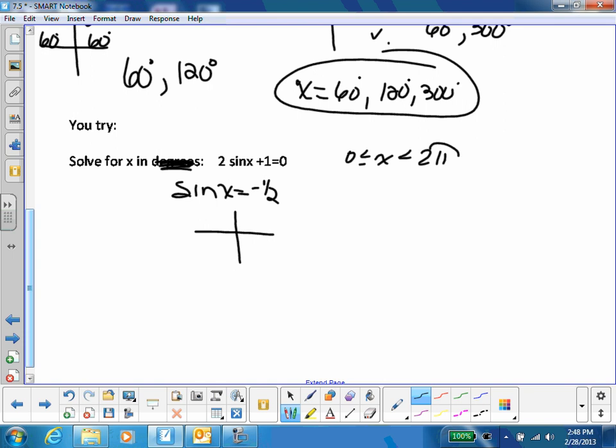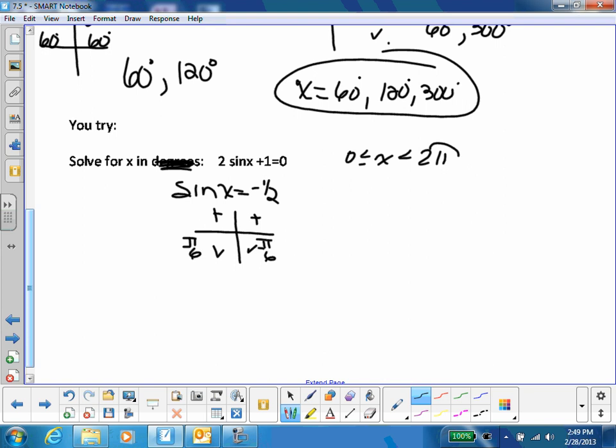So which quadrant am I working in? Third and fourth. Because all students means it's positive here and positive here, but I'm looking for negative 1/2. So I have to be in quadrants 3 and 4. So what's my reference angle? So it's a 30 degree, right? So we're going to put a pi over 6 in here and a pi over 6 in here.